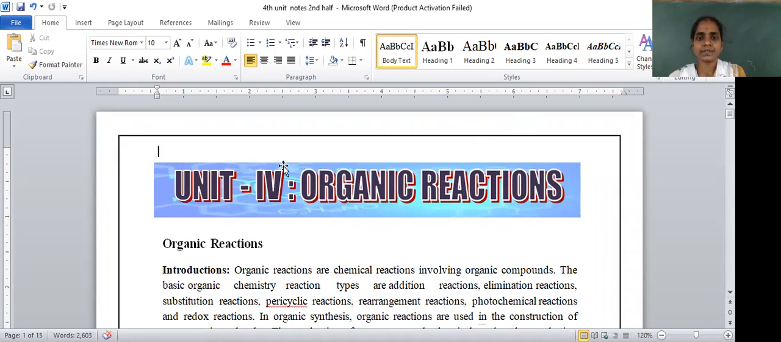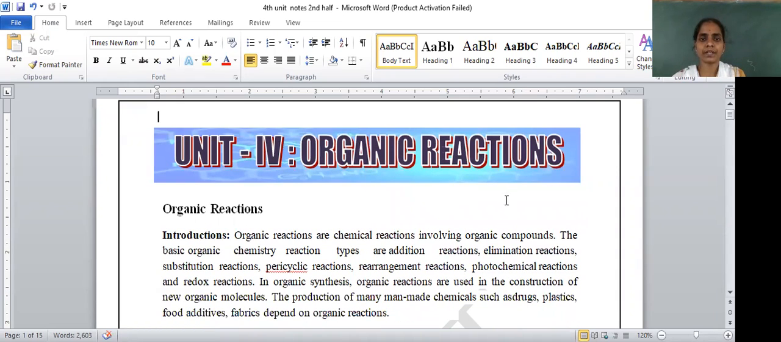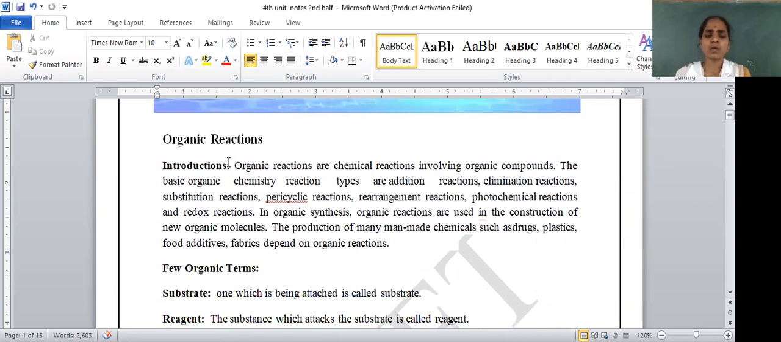So the second part of the fourth unit is the reaction mechanism. So stereochemistry and reaction mechanism. First we dealt with the stereochemistry, and next is the organic reactions or the reaction mechanism. So what is meant by an organic reaction?